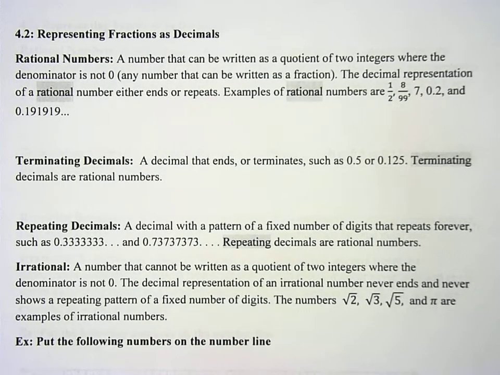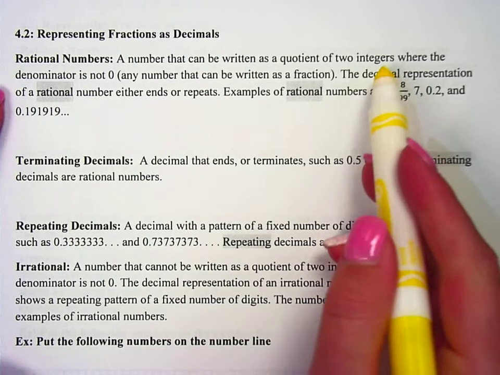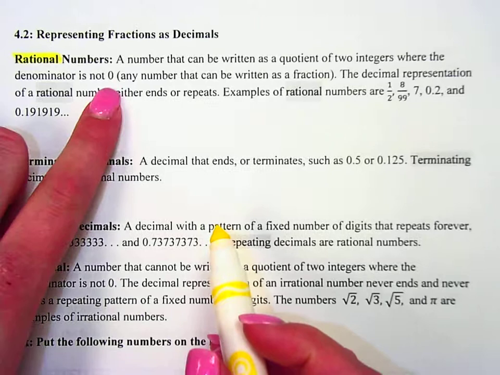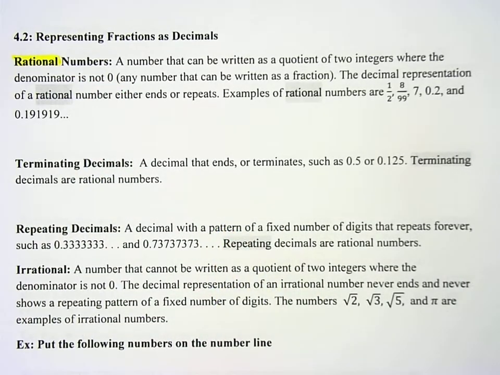This is the notes for 4.2, fractions as decimals. Okay, we have 4 vocabulary words here that we're going to highlight. The first one is rational numbers, which is any number that can be written as the quotient of 2 integers. Okay, so rational being a fraction where I do not divide by 0.